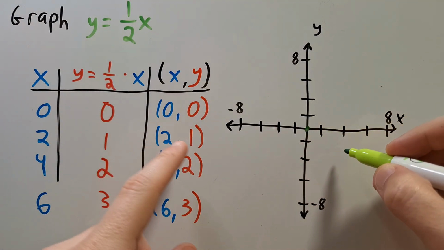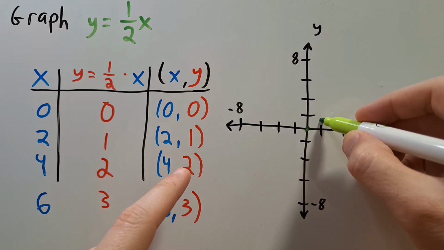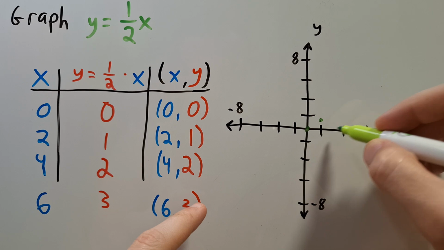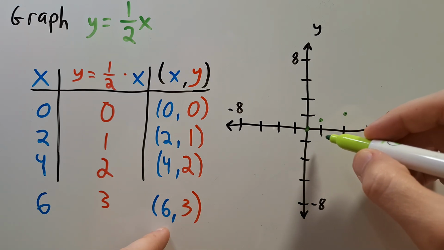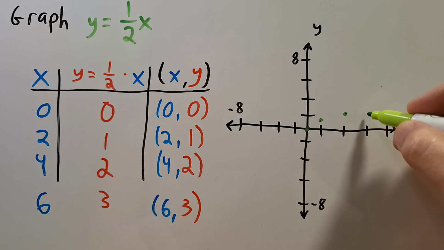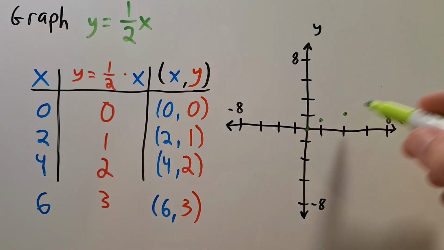Origin, 2, 1. So 2, and then 1 is in between here. 4, 2, and then 6, 3. So there's our 4 points.